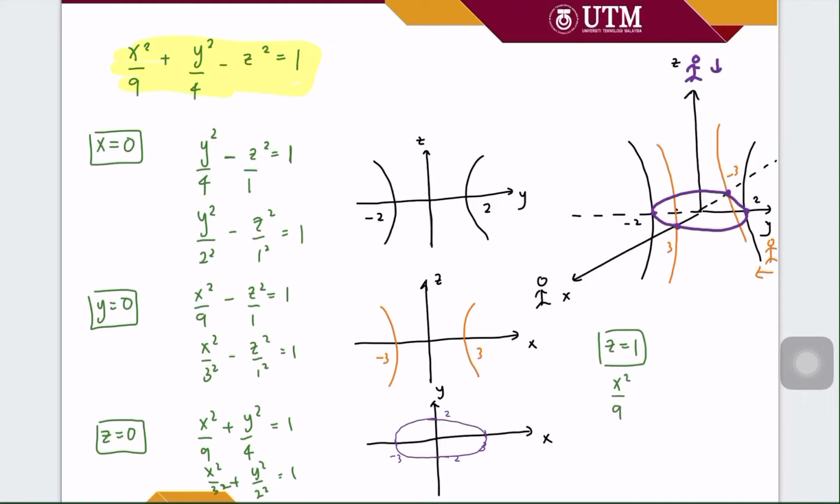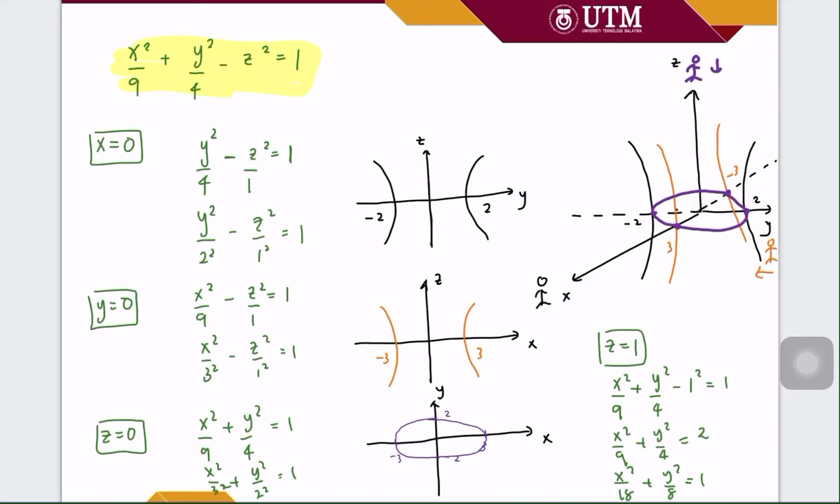So you calculate x squared over 9 plus y squared over 4 minus 1 squared equal to 1. So you will have x squared over 9 plus y squared over 4, minus 1, bring it to the other side, it will be 2. You know that this is an ellipse, but for an ellipse we need the right hand side to be equal to 1, so we need to divide. So x squared over 18 plus y squared over 8 equals 1. You need to sketch.